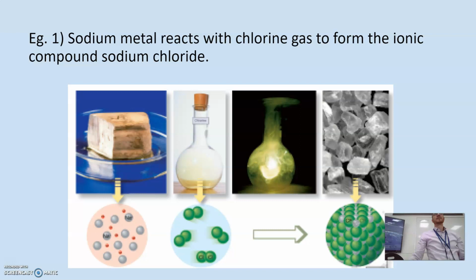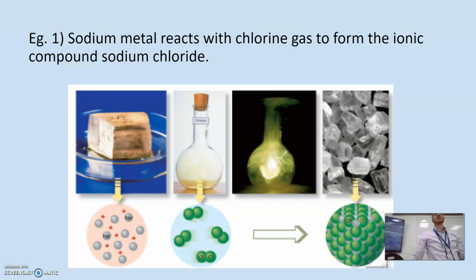Sodium metal reacts with chlorine gas to form the ionic compound sodium chloride. Sodium, highly reactive. Chlorine, reasonably reactive. Sodium chloride, stable, unreactive, with really high melting and boiling points. Sodium melting point, about 80 degrees. Chlorine melting point, negative something. Melting point of sodium chloride, 800 degrees. So we can see that the properties of the compound are not the same as the constituents that make it up.